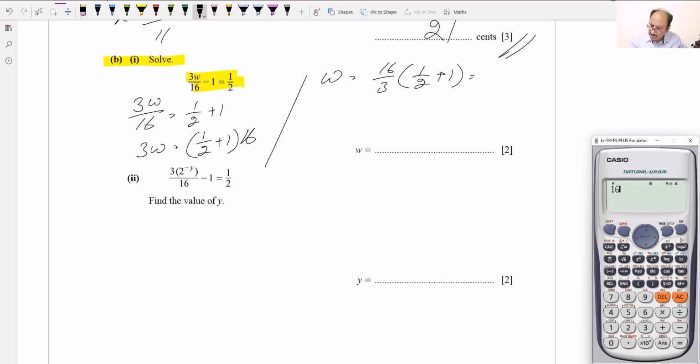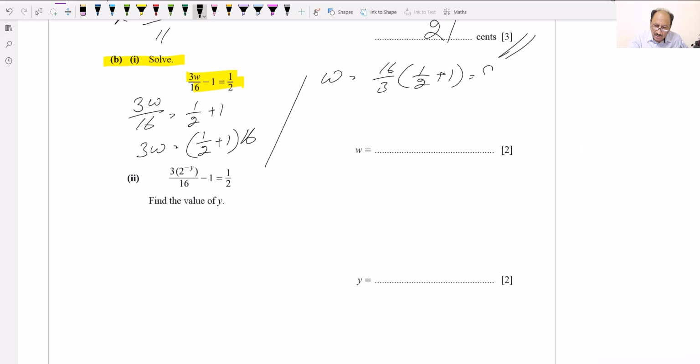This will be 16 over 3 and 1 over 2 and plus 1 bracket close, and this will be equal to 8. So our answer will be 8, and this is for 2 marks. Hopefully you understood this as well.